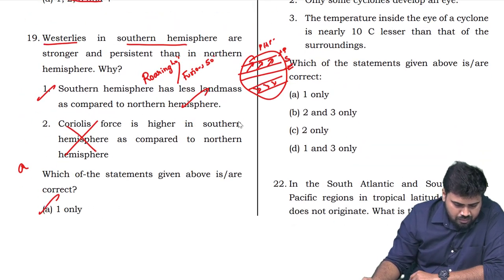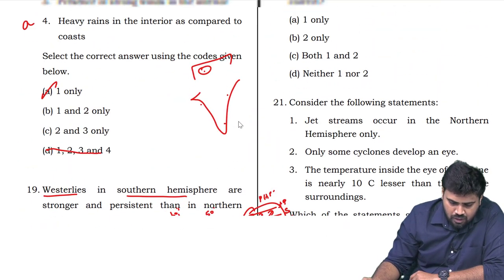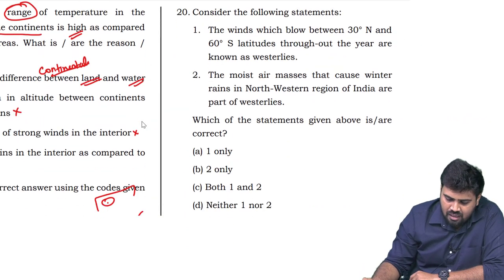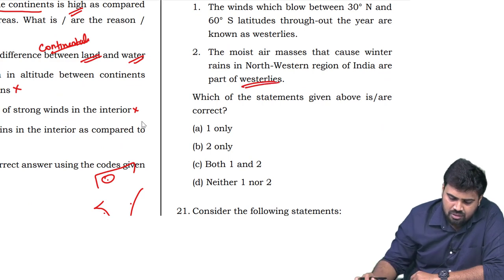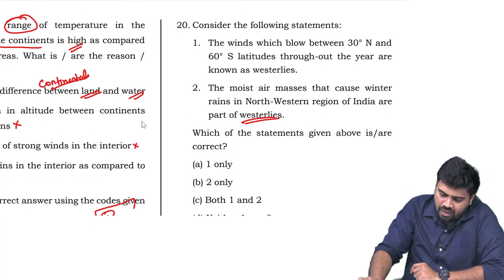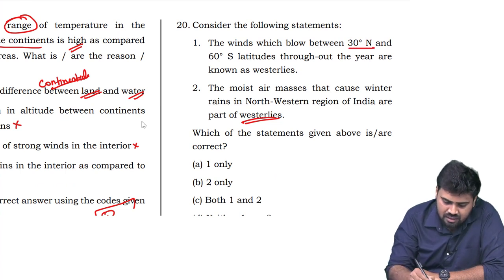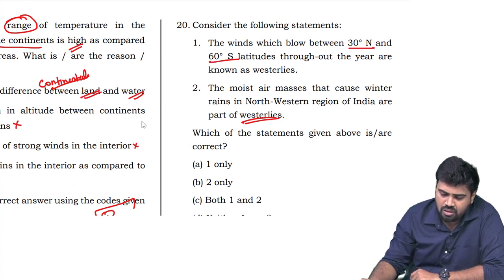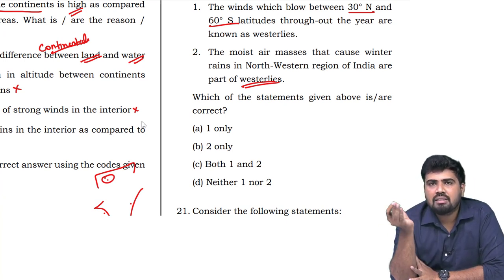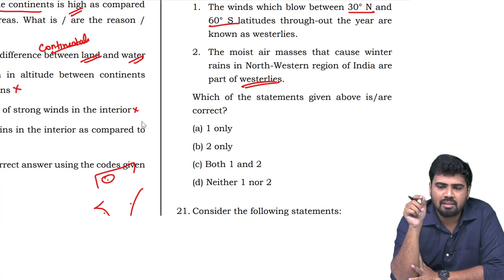So, a very important statement. 20. Consider the following statements. Again, westerlies. The winds which blow between 30 degree north and 60 degree south latitudes throughout the year are known as westerlies. Actually, when you are reading these kinds of questions under exam pressure, most of the time you will fail to notice some important letters.